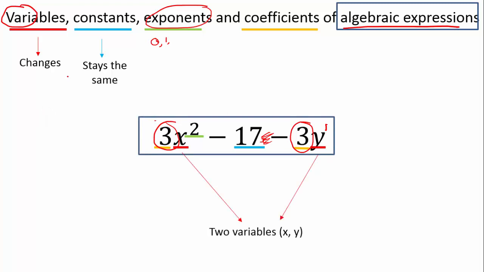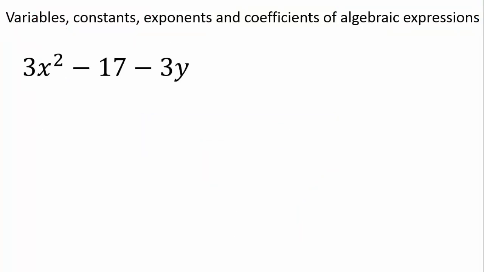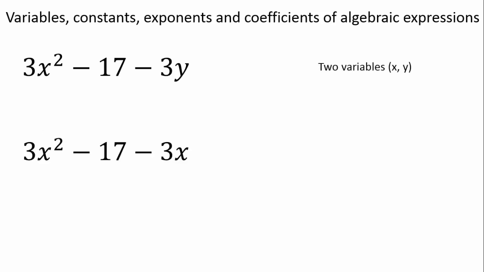We have two variables, x and y. These are two different variables that we have in this example. So we have 3x squared minus 17 minus 3y. There are two variables, x and y, as we just showed you. Then we have 3x squared minus 17 minus 3x. Now we have a single variable, even though there are different terms. So you've got to watch the next video. It's very important, about like and unlike terms. These are two unlike terms, but there's a single variable.